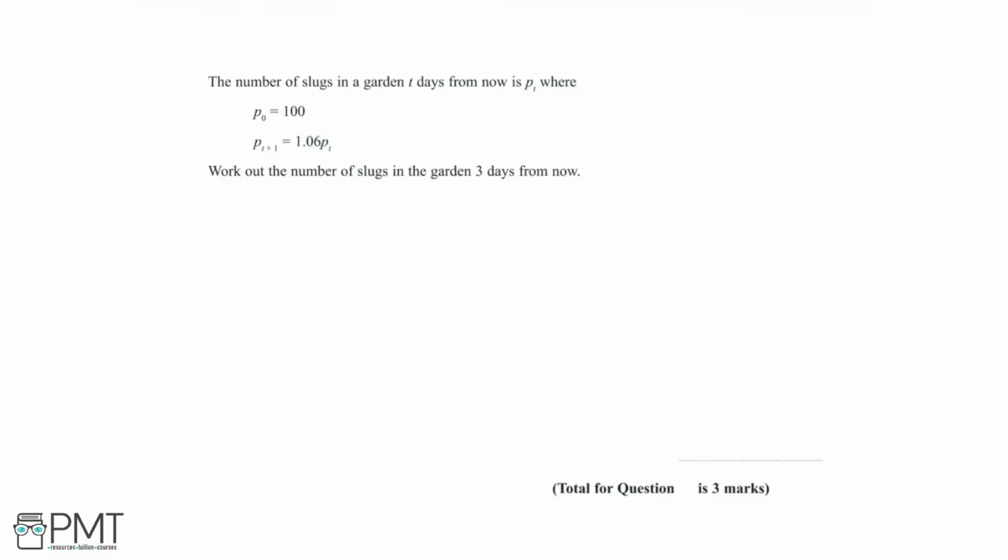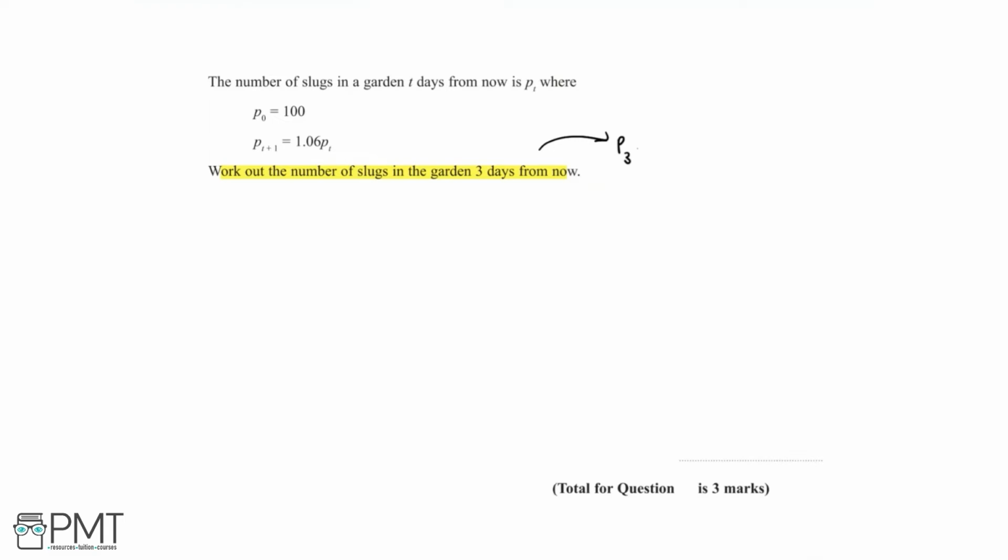In this question, we're told that the number of slugs in a garden t days from now is p_t, where p_0 is equal to 100 and p_(t+1) is equal to 1.06 multiplied by p_t. We need to work out the number of slugs in the garden 3 days from now. And so let's identify what we're looking for. If t represents the number of days, and we want to find the number of slugs in the garden 3 days from now, we're looking to find p_3.